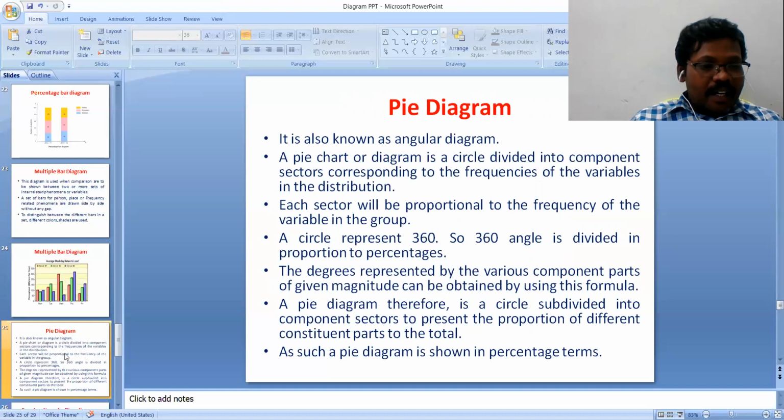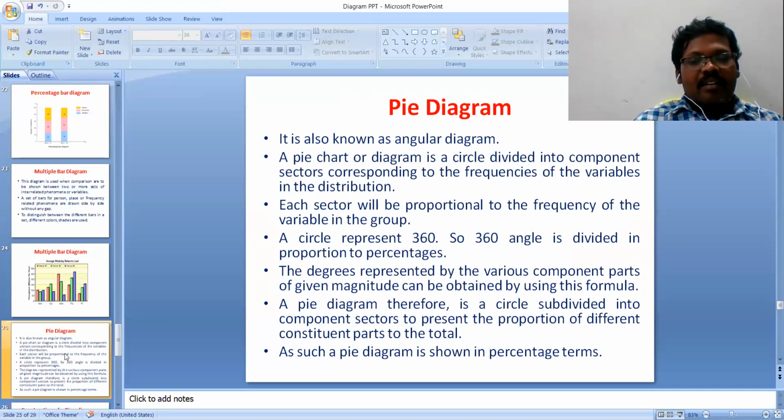I already told you the pie diagram is nothing but a diagram in a circular manner. It is also known as the angular diagram. Since it is in a circular manner, it is called an angular diagram, because the circular shape of the pie diagram explains the angle position.